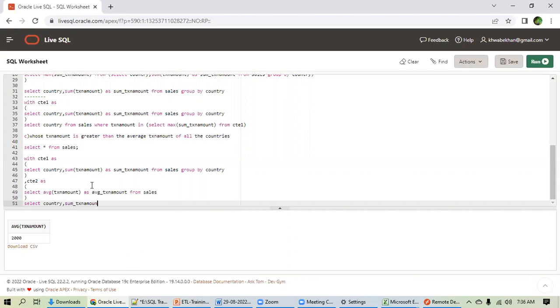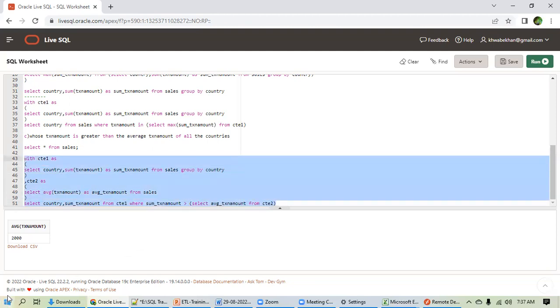transaction amount from CT1 where, but which transaction amount do I want? That amount, sum of transaction amount, which is greater than the average. CT2 average value, very good. Average transaction amount from CT2.